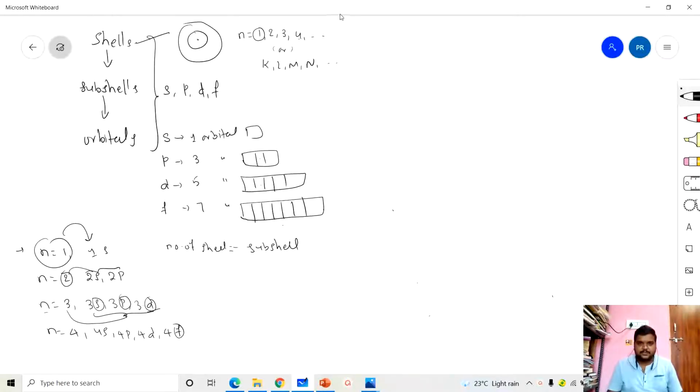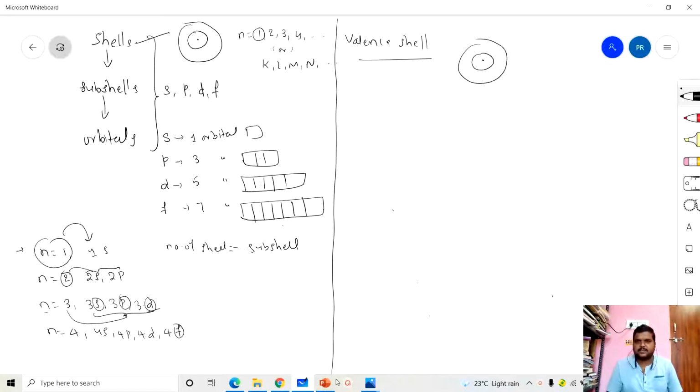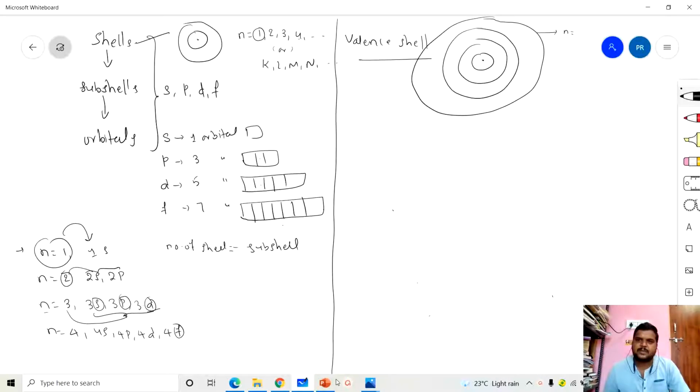Next, we have seen what the valence shell is. The valence shell means the outermost shell of the atom. For example, if you take 1, 2, 3 and 4, the last orbit present in the atom is what we call the valence shell. Is it clear? The electrons present in the valence shell are called valence shell electrons.